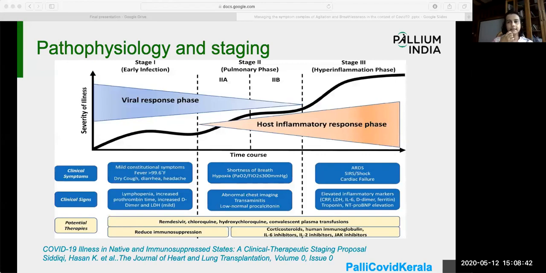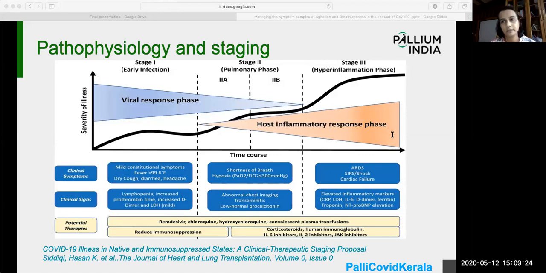Now let's look at a bit of the pathophysiology of the presentation. The pathophysiology can be divided into 3 stages: stage 1, stage 2, and stage 3. Stage 1 is referred to as early infection, where, as I mentioned, they can have mild clinical symptoms and signs like fever, dry cough, headache, diarrhea, and the lab investigations show lymphopenia, increased prothrombin time, increased D-dimer, and LDH. Now, some patients will just present with stage 1 and then they get better. And that stage is where they have the increased viral response phase.